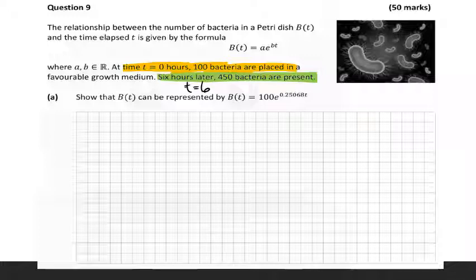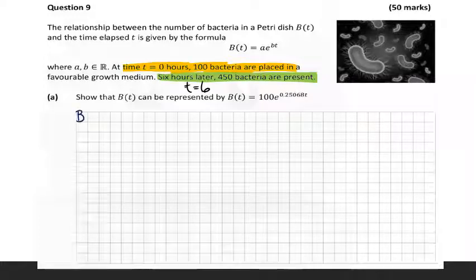Show that B(t) can be represented by B(t) = 100e^(0.25068t). So we actually have to go through the motions of finding A and finding B, but they've given us the answer there, so we can check that we're right when we're finished. So we're going to use these clues now to help us out.